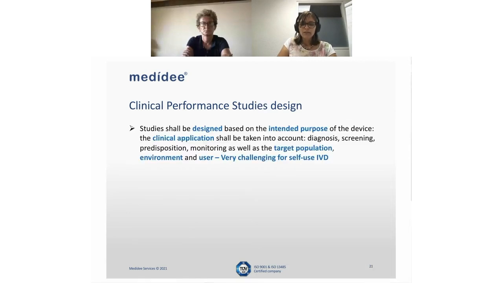As already mentioned before, the design of your clinical study needs to be tightly correlated with the intended purpose of your device. And it should as well be taken into consideration: is your device used for diagnosis? Is it used for screening purposes, for monitoring? And as well, what is the target population? Is it going to be a self-use test, or is it going to be used by professionals? This is all going to affect your clinical performance study design.